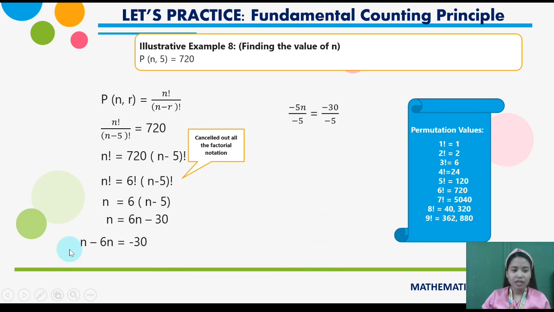Then n minus 6n, so subtract, it will become negative 5n is equal to negative 30. So we have here a coefficient, and in order to cancel out the given number, which is negative 5, we divide by negative 5. Therefore, n is equal to 6, because negative 30 divided by negative 5 becomes positive 6.